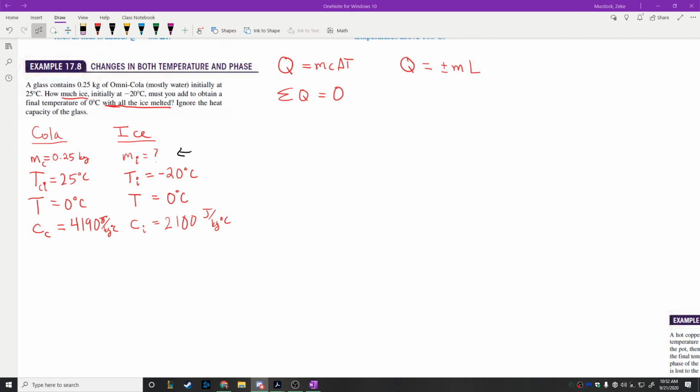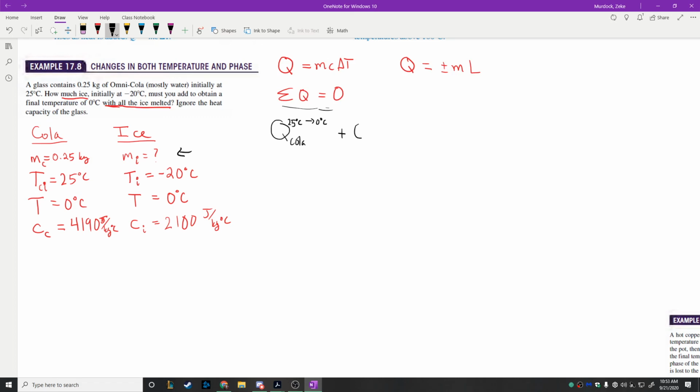Let's see what we get if we work this out. So our goal here is to use this equation. We need to write down every single transfer process that we have. Personally, the way I do this is I write it like this. We're going to have the energy that flows into the cola, right? So this is going to be the energy that's required to take the cola from 25 degrees Celsius down to 0 degrees Celsius. The cola has to go from 25 to 0.